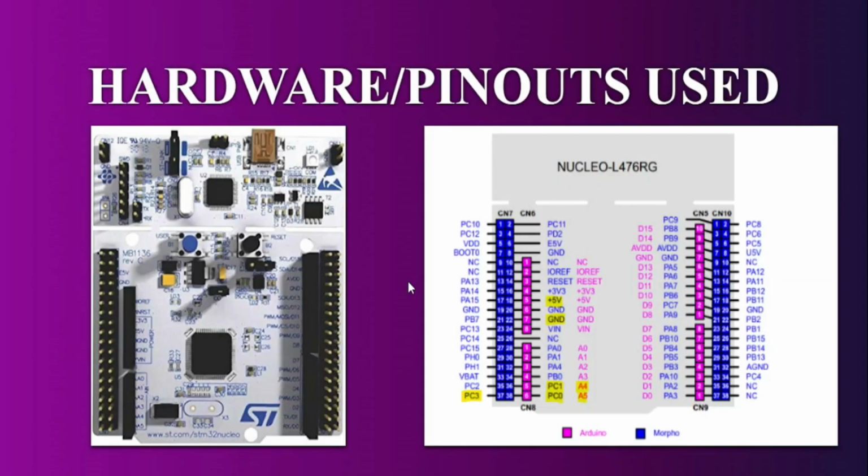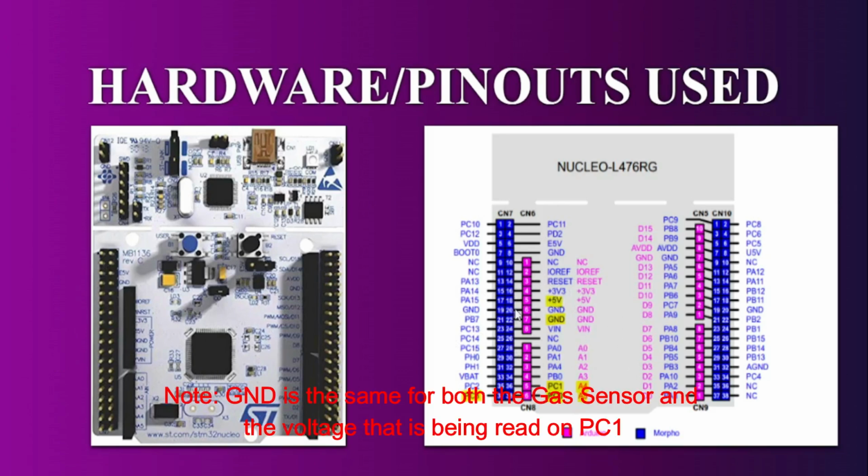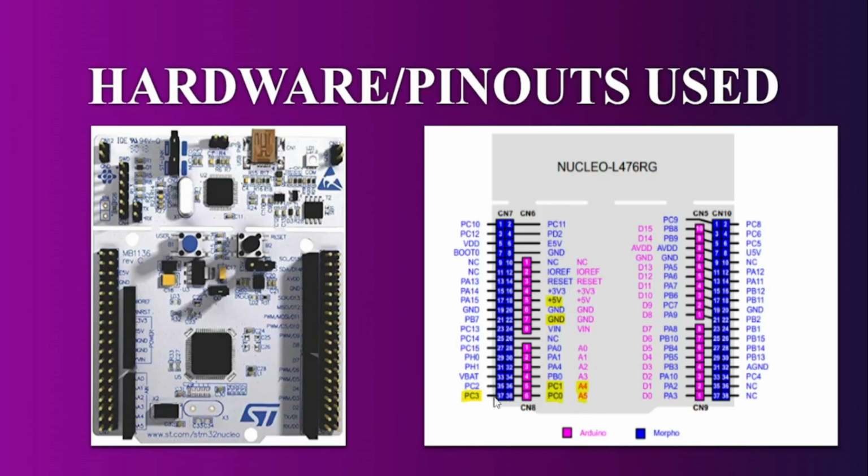In terms of the hardware used for this demonstration, I'm using a Nucleo L476RG. And to the right, we could see here I have the pins highlighted in yellow. I have 5 volts for the MQ2 gas sensor, PC3 for the LED that we're going to be blinking on and off every second, PC0 for the gas sensor analog pin, and PC1 for the analog pin of the voltage that I'm reading across a resistor. I'm placing a resistor across this voltage in order to limit the amount of current flowing through that pin. You don't necessarily need it, although it doesn't hurt to have, and resistors are fairly cheap, so it's not like it's adding a lot to the circuitry.